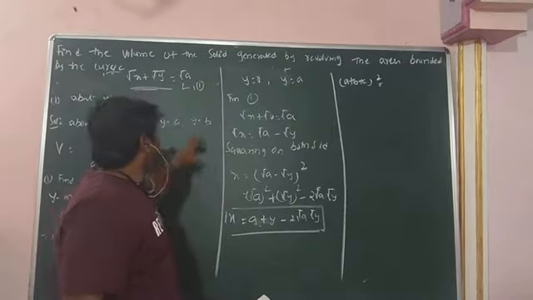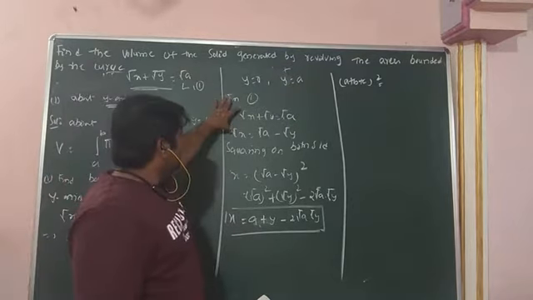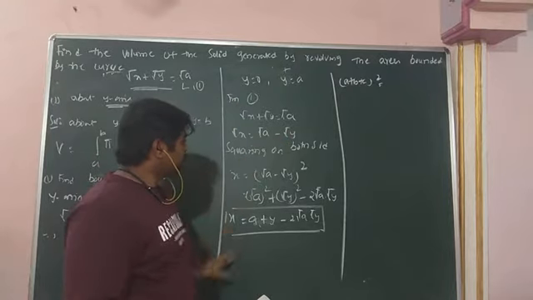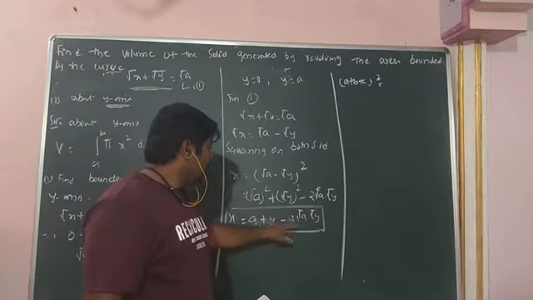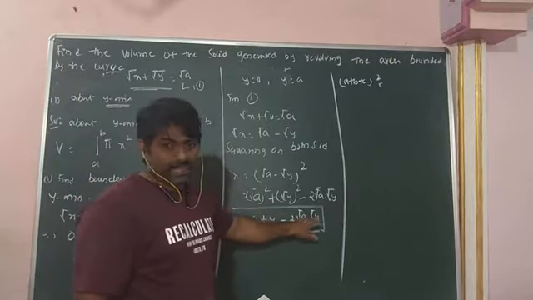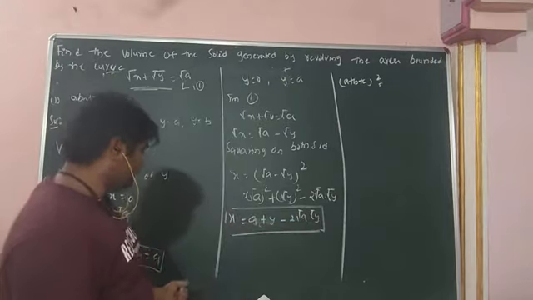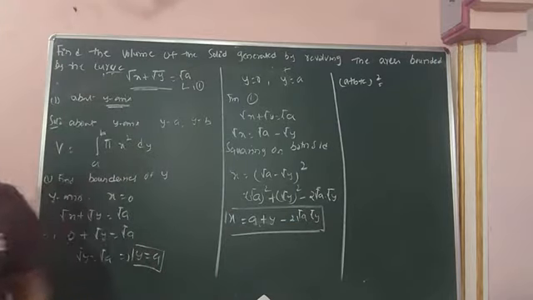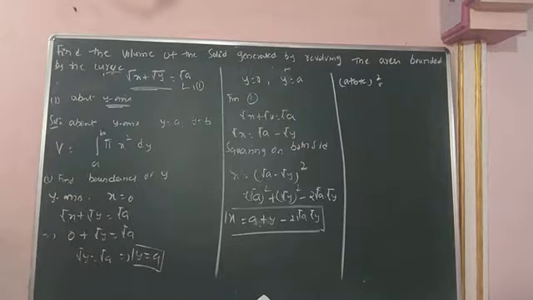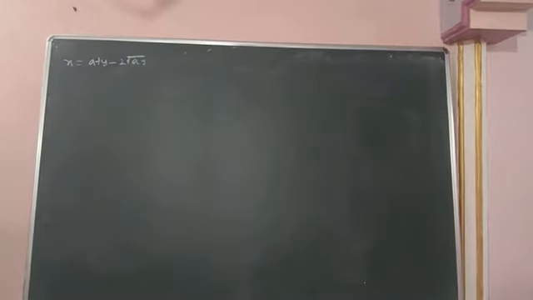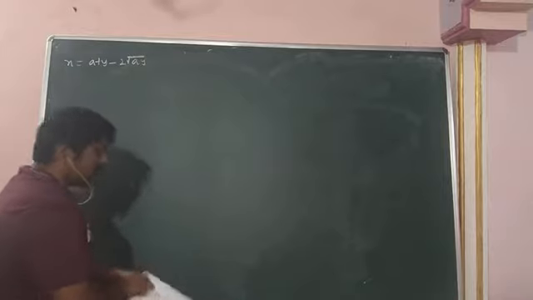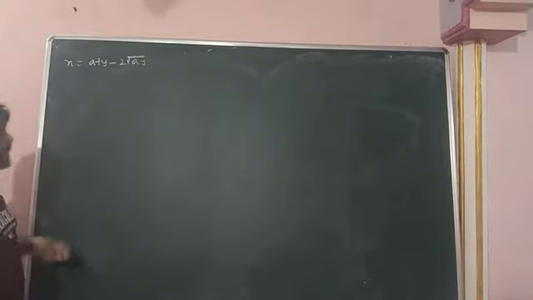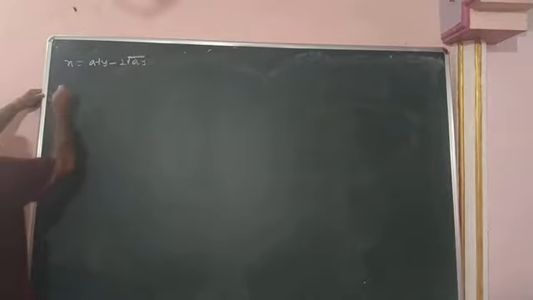And from equation 1 we need to get x square. First, root x equal to root a minus root y. Squaring on both sides, we get x equal to a plus y minus 2 root a into root y. Next we need to find x square, where x equal to a plus y minus 2 root a into root y.